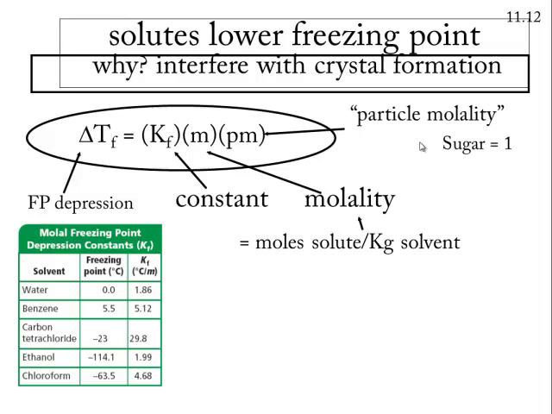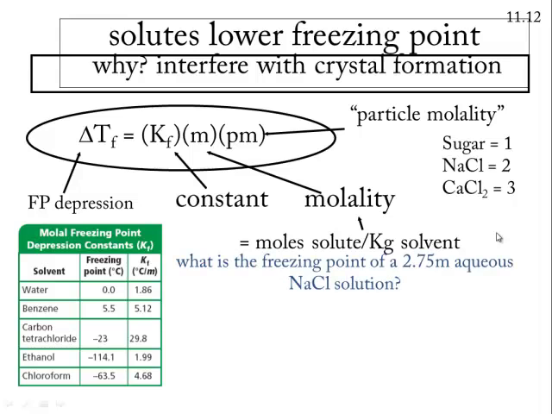Sugar does not ionize at all because it's a non-electrolyte, so the particle molality is 1. Sodium chloride breaks in half right there. Its particle molality is 2. Calcium chloride, which, hint hint, is used to salt the roads, has an even higher particle molality of 3. Let's solve a problem based on this.